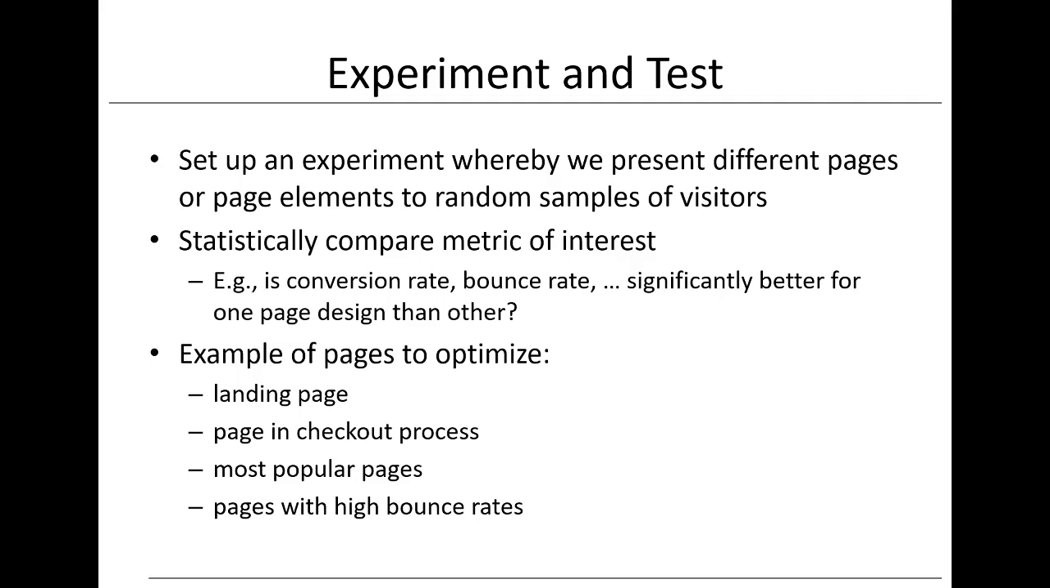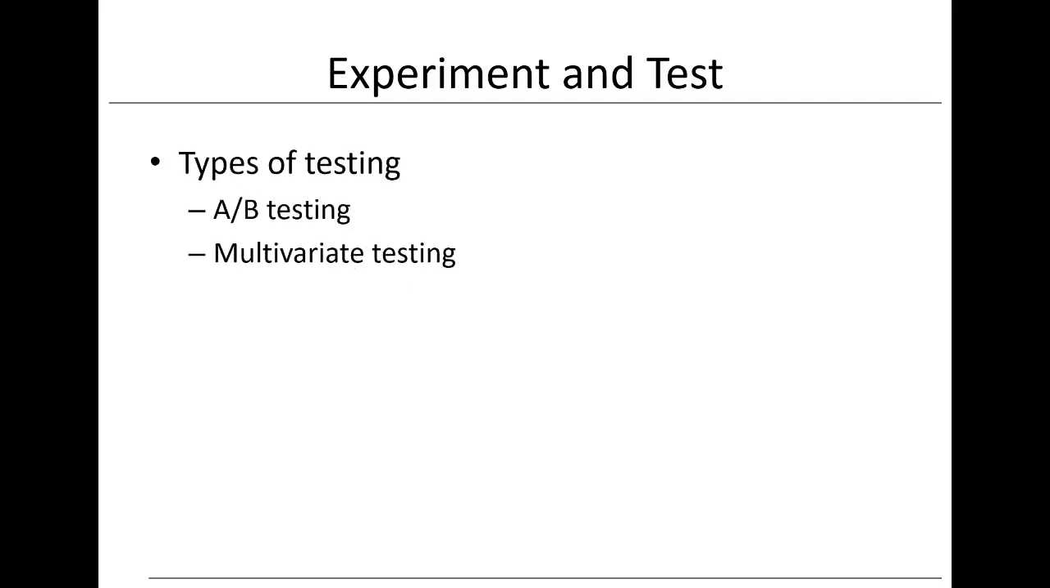Various pages could be considered, but some obvious choices are the landing page, or the page you land on after you clicked on an ad, a page in the checkout process, the most popular pages, or the pages with high bounce rates. Two types of testing can be considered: A/B testing and multivariate testing. We elaborate on both in what follows.